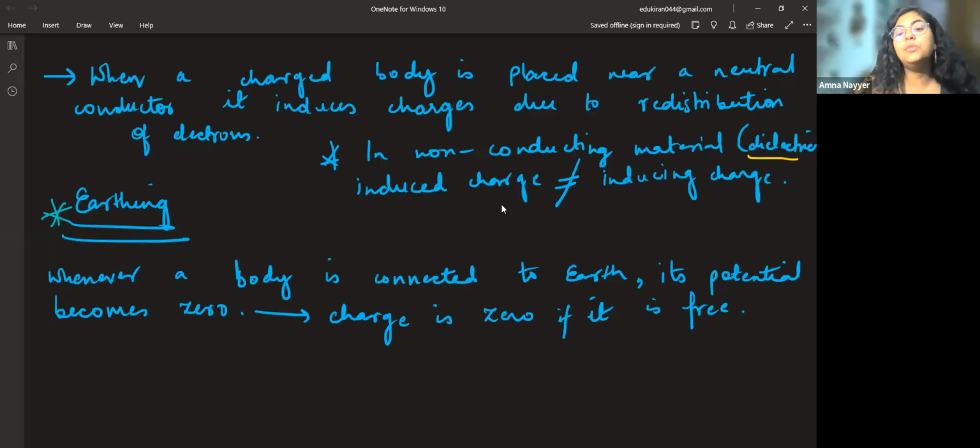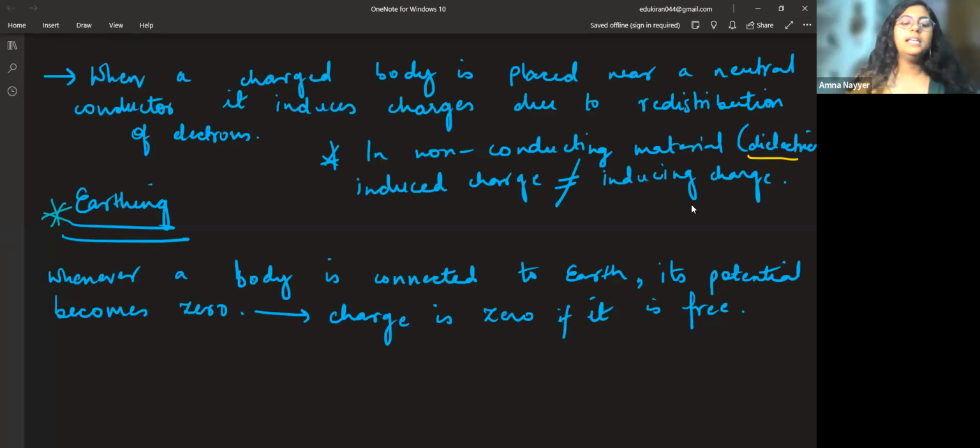That time induced charge is not equal to inducing charge. Otherwise, both of them are usually the same. Why? Because one positive will be attracting one negative, then another positive will be attracting another negative. Likewise, they are always equal. But in a dielectric, they do not become equal because conduction is not possible there, right? If conduction is not possible, then how will the induction process occur?